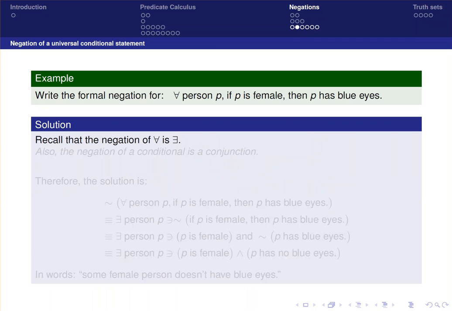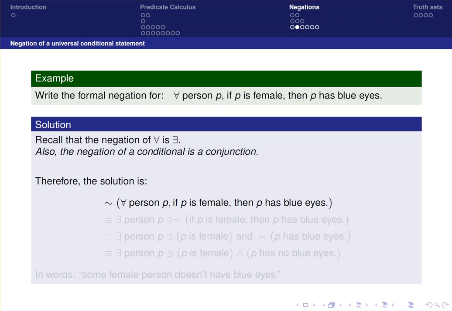For every person P, if P is female, then P has blue eyes. Remember, I'm looking for the negation, so I'm going to start by negating the for all statement and end up with an existential statement. Also, don't forget that the negation of the conditional is going to be an and statement, a conjunction. So my work might look something like this, starting with the original statement and the tilde because I want to negate. I'm going to end up with: there exists a person P such that, and now I'm looking for the negation of the statement that comes afterwards.